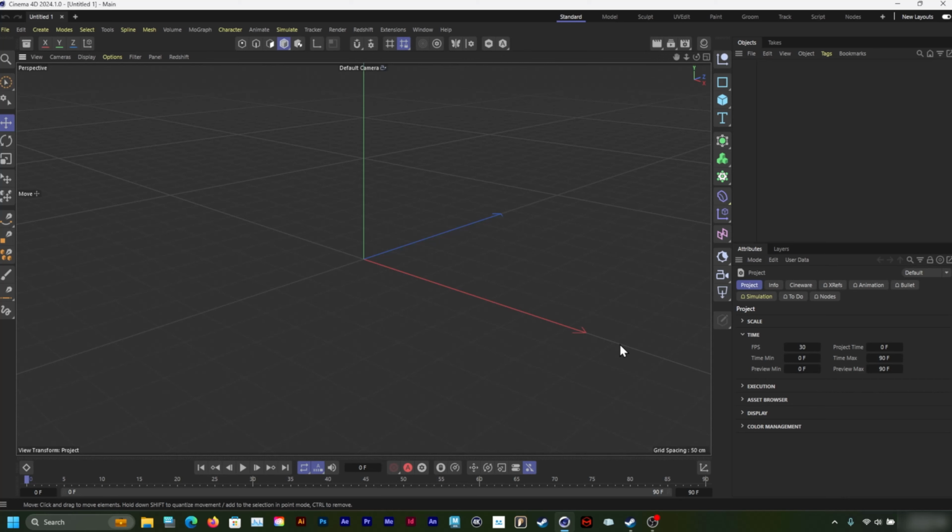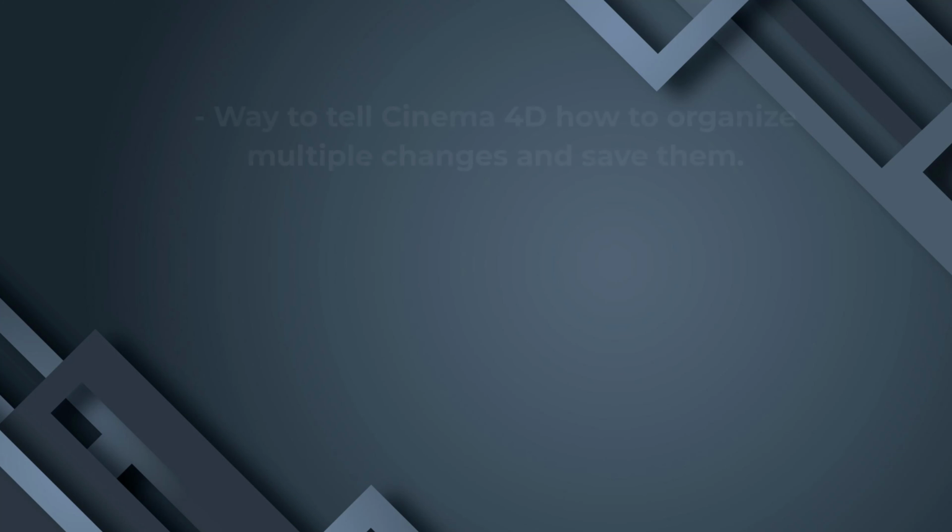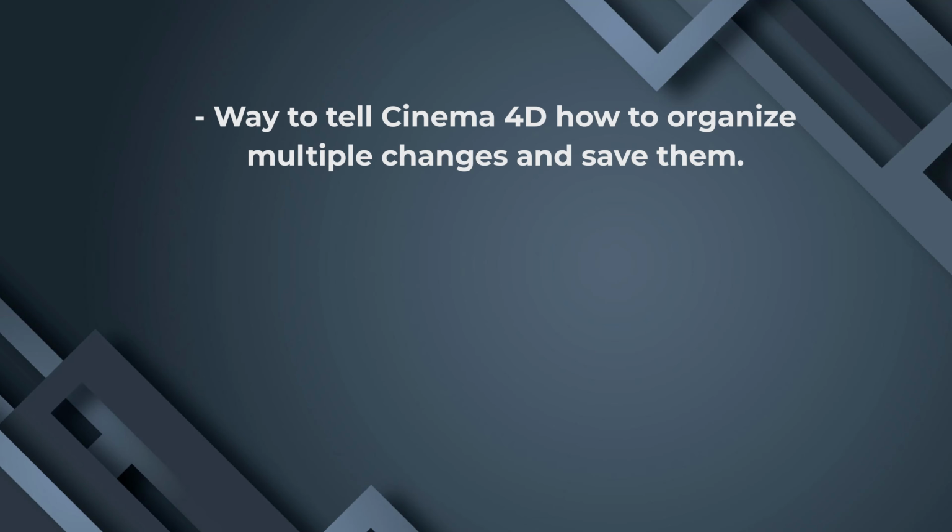So today we're going to talk about the take system. So what is the take system? The take system is a way to tell Cinema 4D how to organize your scene when you make multiple changes and save them inside the file as iterations without the need to make new files.